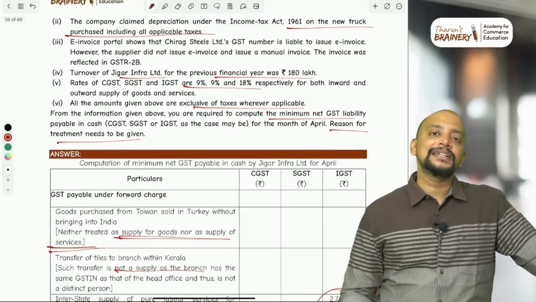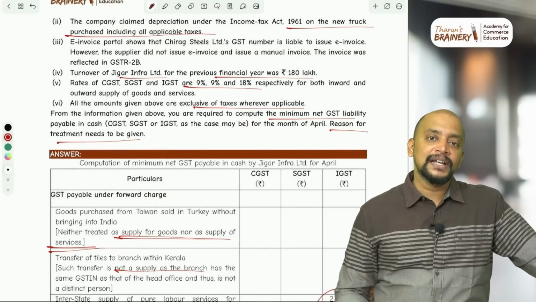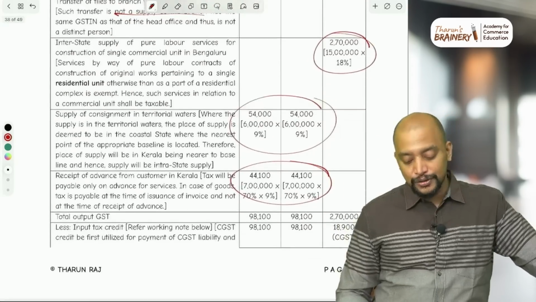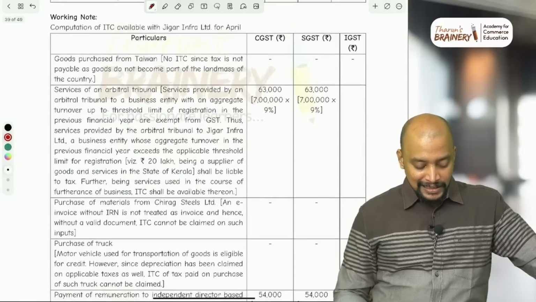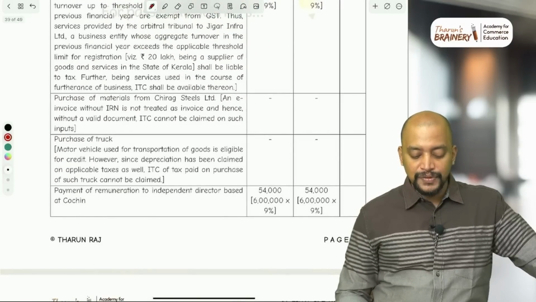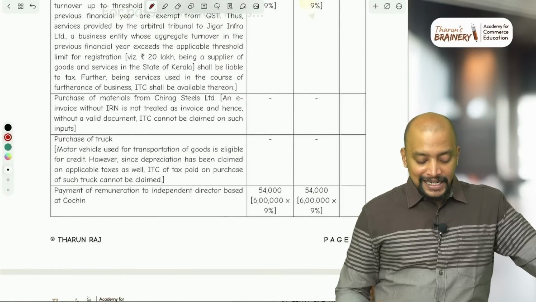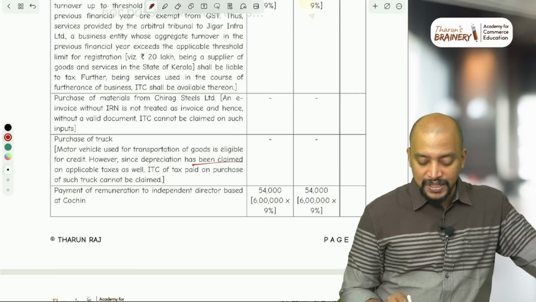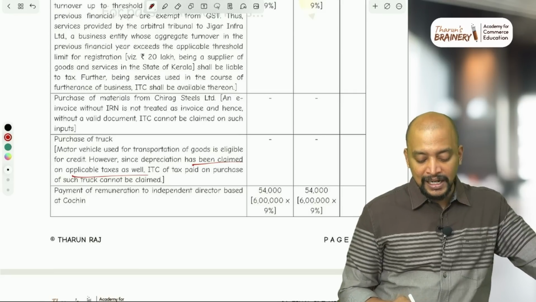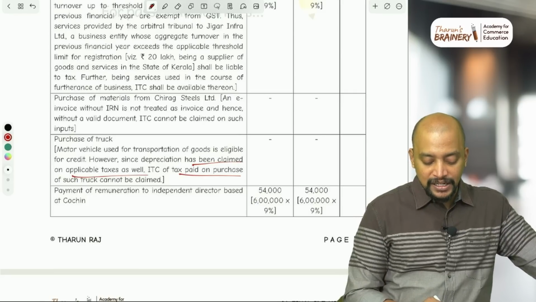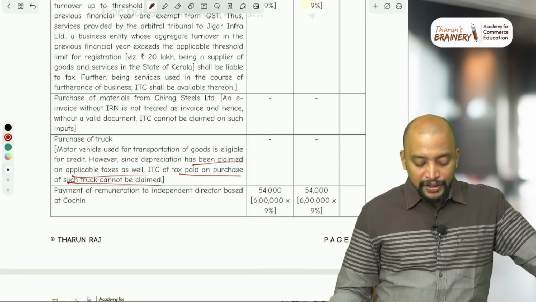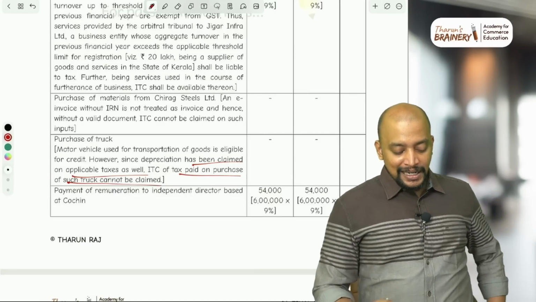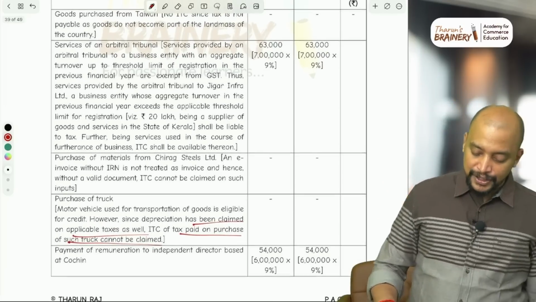Why we cannot take ITC? Because we have added the GST component also. Due to that reason, ITC not available. You can see here, purchase of truck, motor vehicle used for transportation of goods is eligible for credit. However, since depreciation has been claimed on applicable taxes as well, ITC of tax paid on purchase of such truck cannot be claimed. Okay. Then payment of remuneration to independent director, we can take ITC with respect to this.